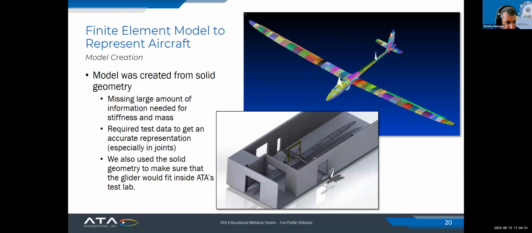We also used the solid geometry to make sure that the glider would fit inside our test lab. As you can see, we don't have a big hangar, we have more of a small test lab. Luckily, and I'll show you in a bit, the glider came in pieces, which allowed us to assemble it inside our test lab. You can see the tail sticking out, and part of the wing sticking out. We basically just managed to have it fit, and even then a little bit was sticking out.